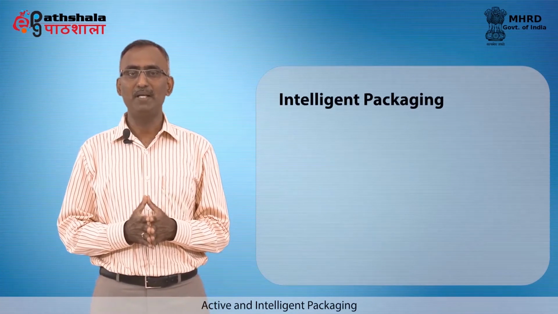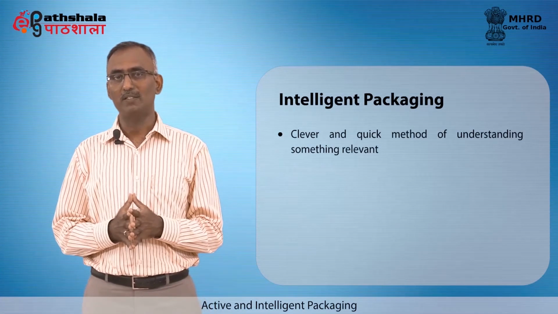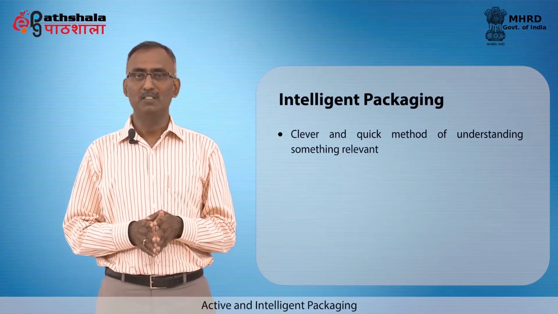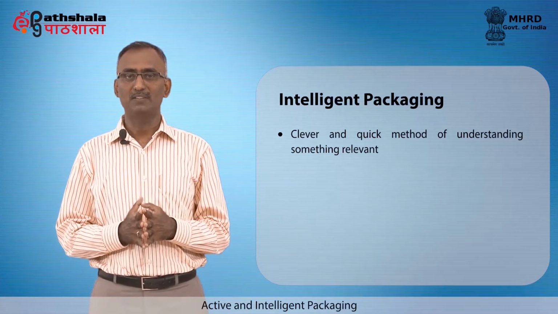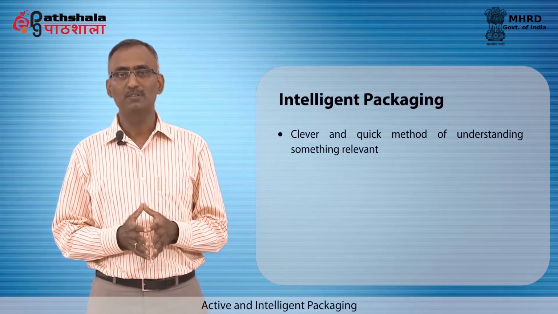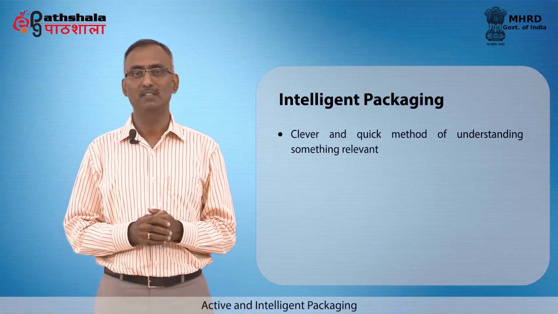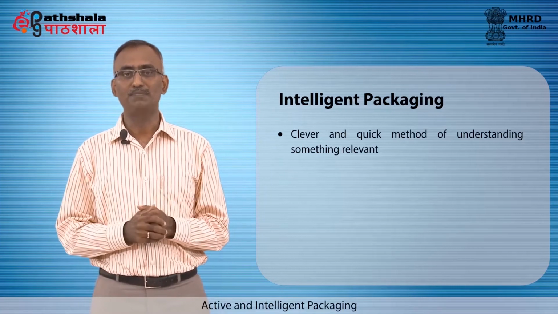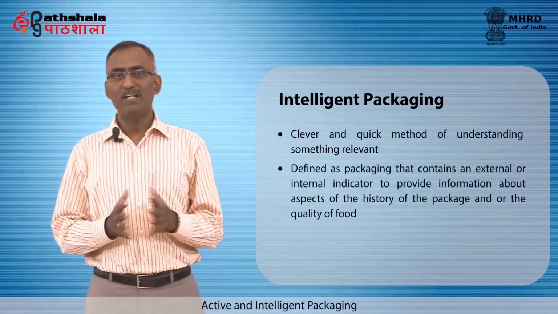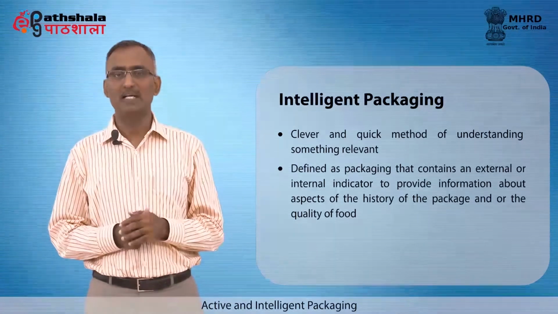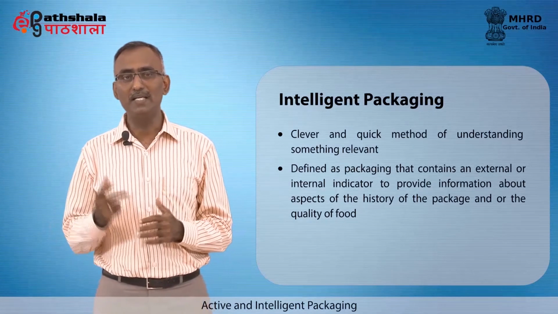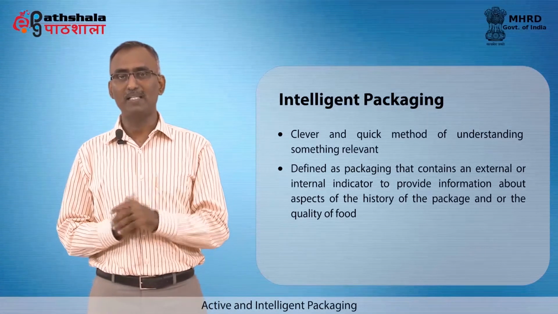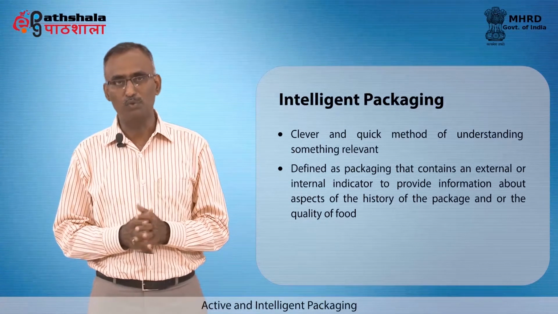Intelligent packaging, as the name indicates, is a clever and quick method of understanding something relevant in the packing. This can be used in many ways, such as knowing the ripening of fruits, whether the food is fresh or not, temperature of the food, whether the food is tampered or not, etc. It can be defined as packaging that contains an external or internal indicator to provide information about aspects of the history of the package and or the quality of food.